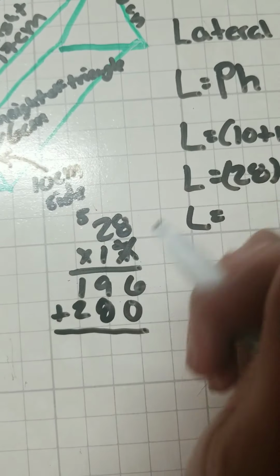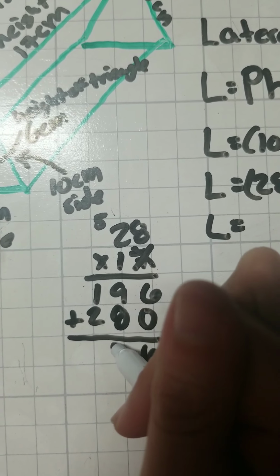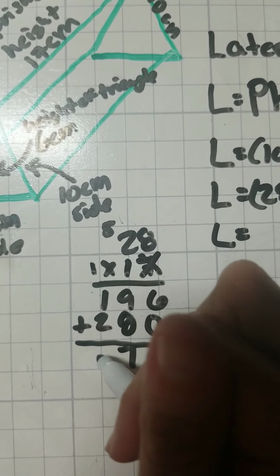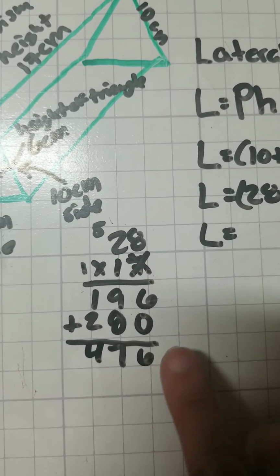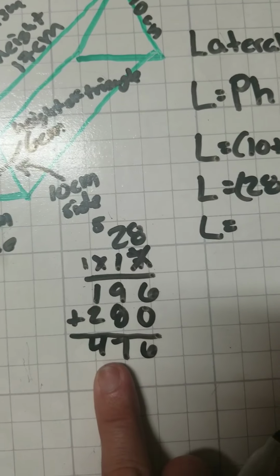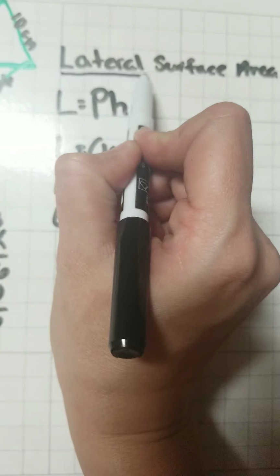All I have to do now is add these numbers together. So I have 6. 9 plus 8 is 17, so I take a 7, carry a 1. 2 plus 1 is 3, plus 1 more is 4. So the lateral surface area of this triangular prism is 476 centimeters squared. So that's lateral, that's the sides.